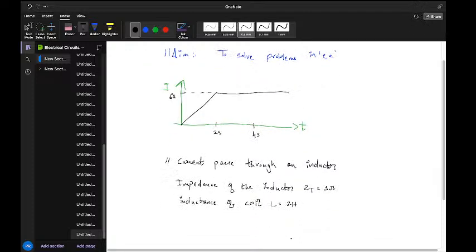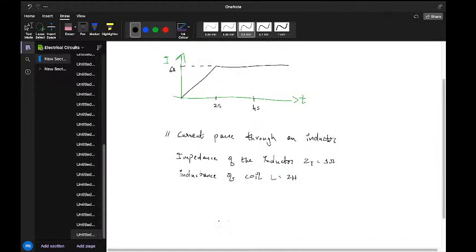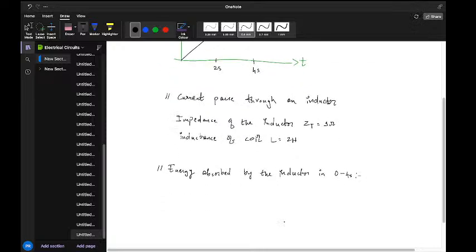Cool, guys. So now we're interested in the energy absorbed by the inductor in the first 4 seconds, so in 0 to 4 seconds. Okay, cool, guys.